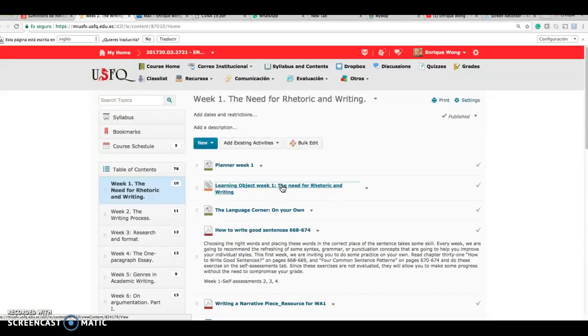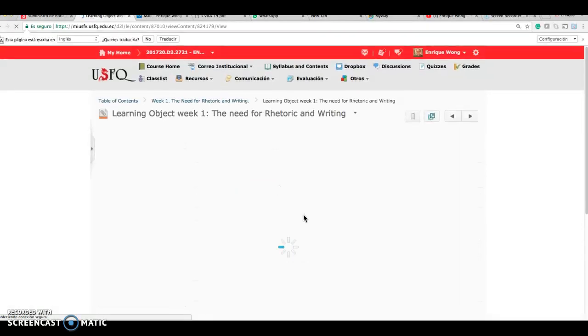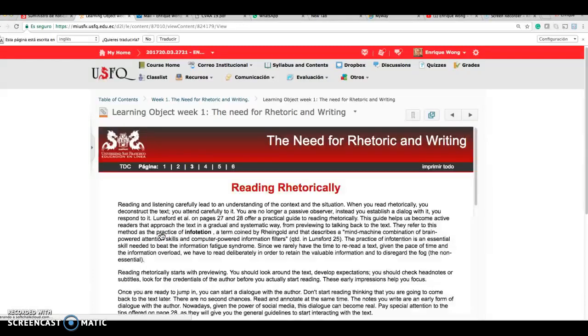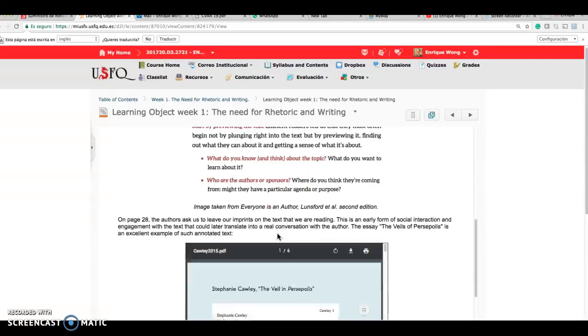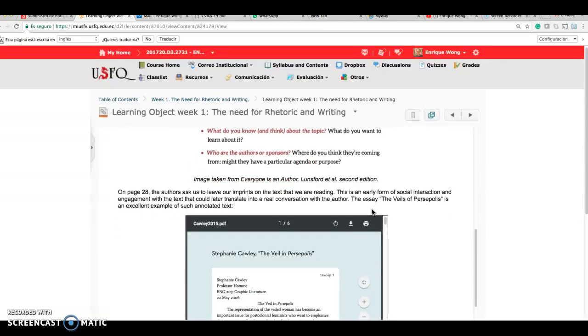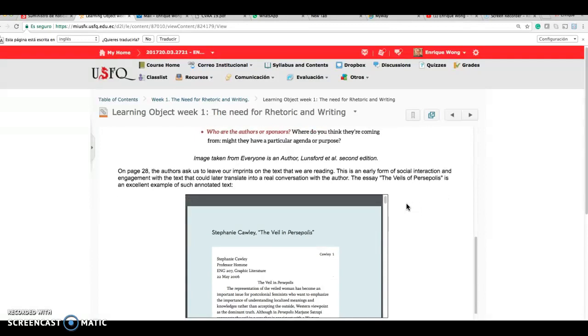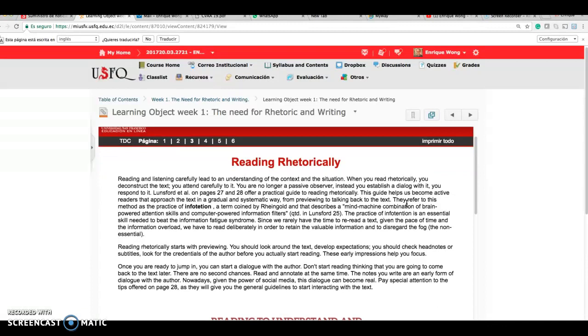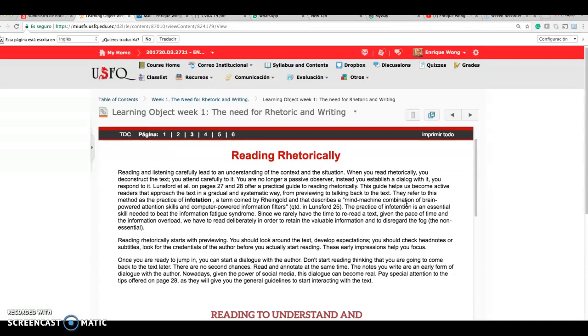In the learning object of the first week, I want you to focus your attention on something that's important. And here on page 3, you have the importance of reading rhetorically, and you have a concept, a notion that you're going to be using in all your writing assignments that are to come. By the way, I'm going to be releasing the topic on the 25th, after you have submitted the first writing assignment, the personal narrative.